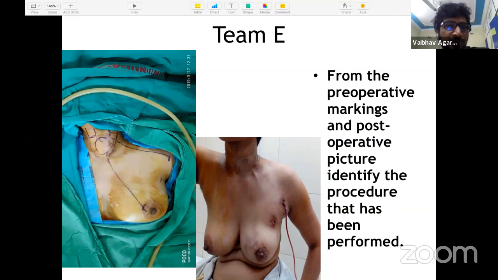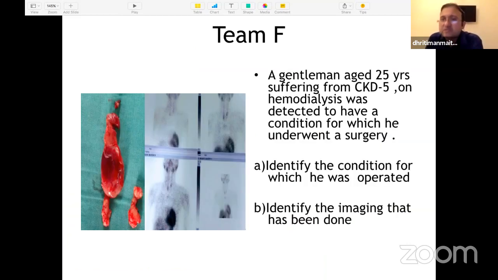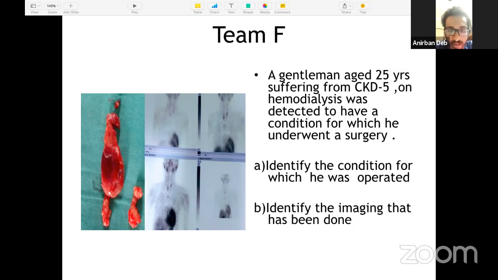A, Anirban. A gentleman aged 25 suffering from CKD5 and on hemodialysis was detected to have a condition for which he underwent a surgery. Identify the condition for which he was operated. Identify the imaging that has been done. Anirban? Yes, sir. Is it like parathyroidectomy and tertiary hyperparathyroidism, the procedure has been done?